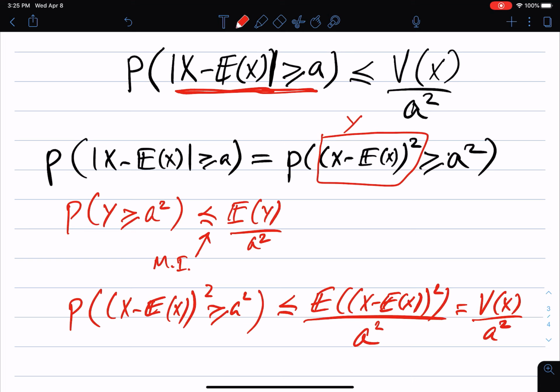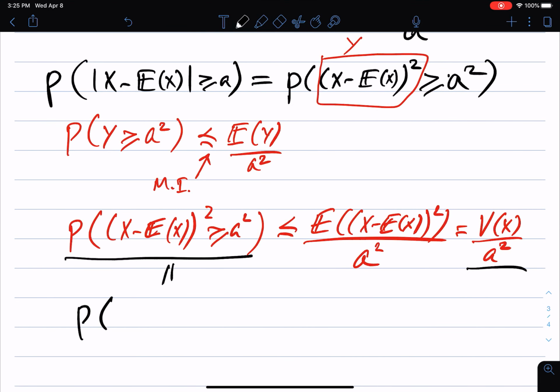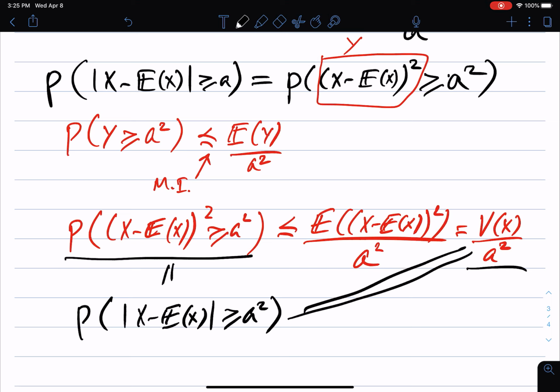So if you look at the left hand side and the right hand side, this is what Chebyshev's inequality tells us. The probability of (x minus E of x) squared greater than or equal to A squared is smaller than or equal to V of x divided by A squared. And again, since this is equal to the probability with the absolute value, we have the same result, right? So this equals this now. Here we can put less than or equal.